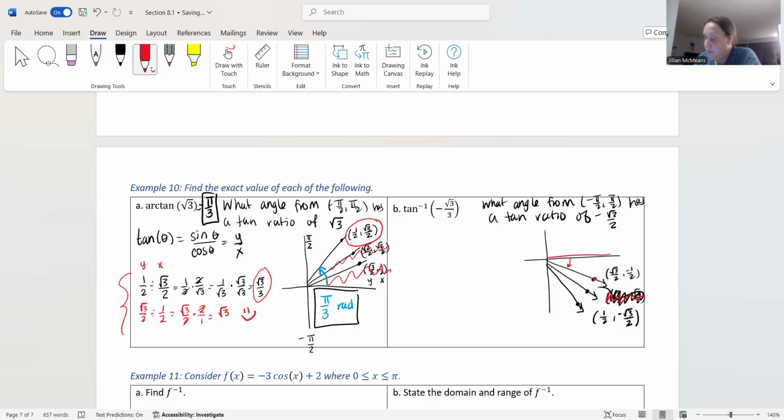I want this one, because that has the right ratio. It has negative 1/2 divided by root 3 over 2, which is negative 1/2 times 2 over root 3. The 2's divide out, which is negative 1 over root 3. If I rationalize, I very much get my desired ratio. So what angle is that? This is negative pi over 6. So I would say this right here is negative pi over 6. Okay, so that was a little long and drawn out, but there you have it.